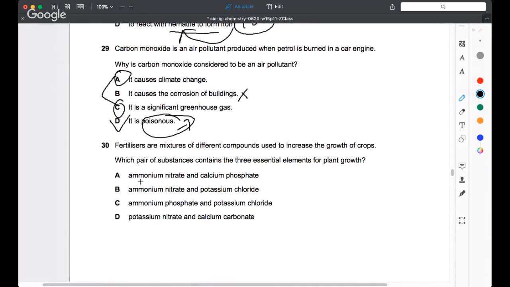Question 30. In a fertilizer, we need 3 elements: potassium, phosphorus, nitrogen. And the only answer that gives you all of the 3 elements is C.